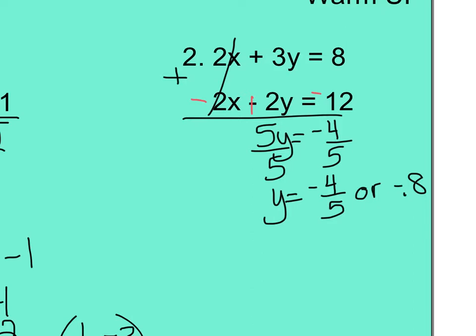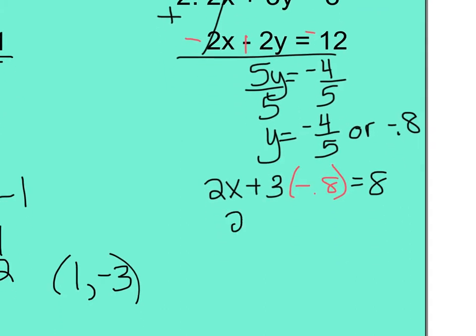Either way works. So now we need to plug this back in. I'm going to go for the top equation because everything is positive, and that's easier to work with. So we have 2x plus 3. I have a feeling most of you use the decimal, so I'm going to put in the negative 0.8. If you use the fraction, good for you. That's awesome.